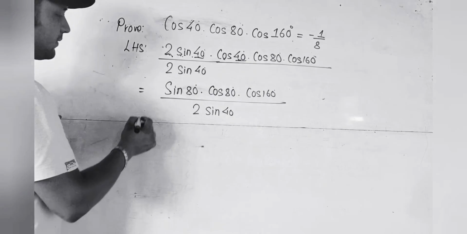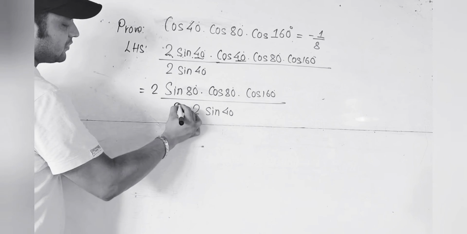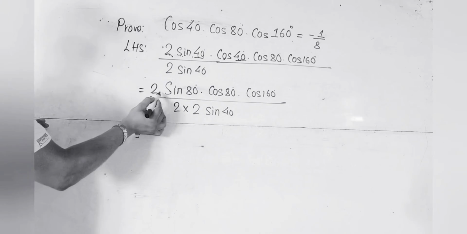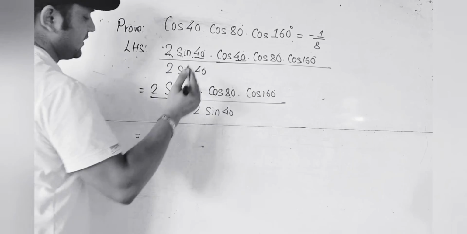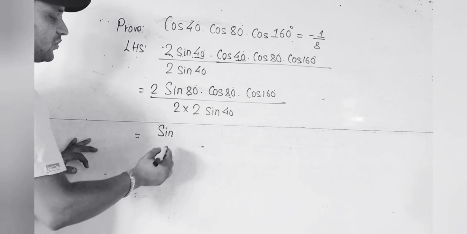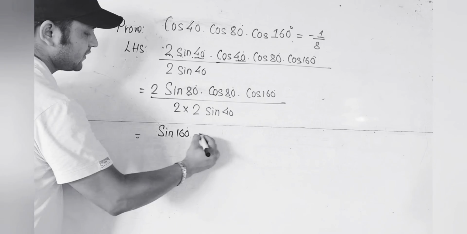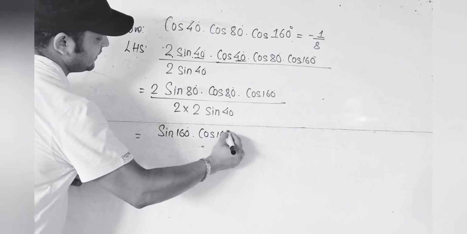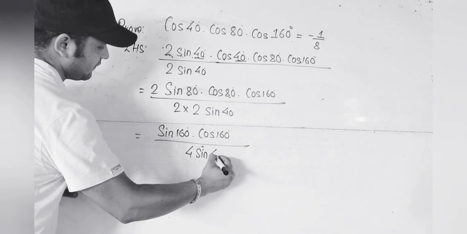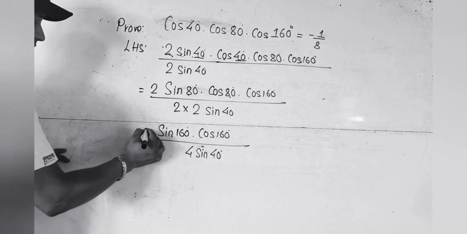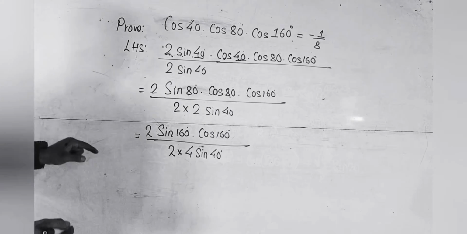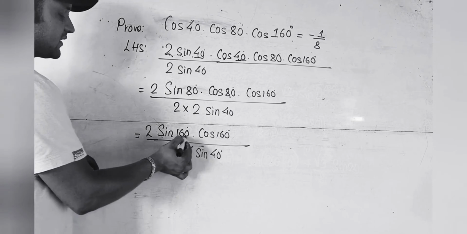Now again I can multiply the numerator by 2 and also the denominator by 2. Now after multiplying, we can get again in the form of formula 2 sine a cos a. The formula is sine 2a. A is 80, so it will be 160 degree here dot cos 160 divided by what you have in the denominator is 4 sine 40 degree. Now again I can multiply the numerator by 2 and the denominator by 2. Now after multiplying here, we will get here 2 sine 160 dot cos 160.